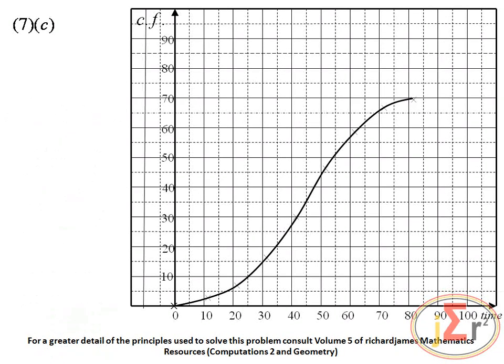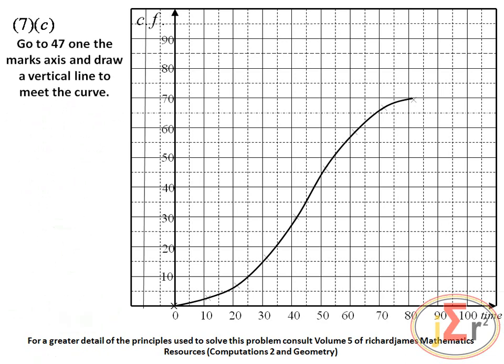The pass mark is 47. Use your graph to determine the number of students who passed. So that is what we need to do. Use our graph to determine the number of students who passed. If the pass mark is 47, so we go to 47 on the marks axis and then draw a vertical line to meet the curve.